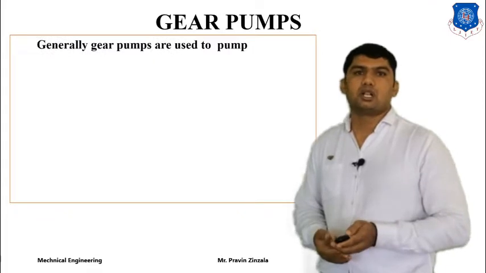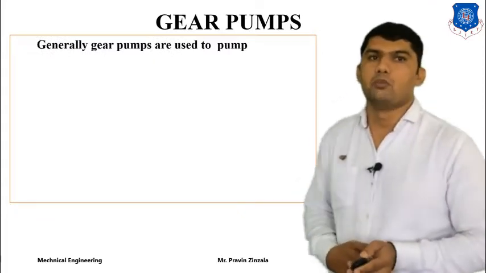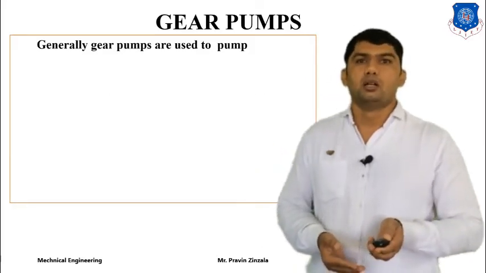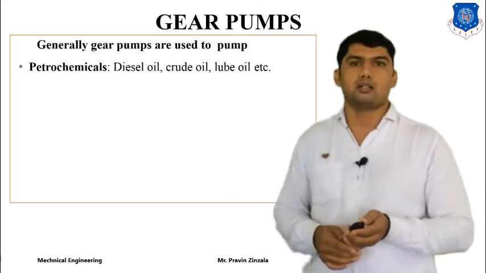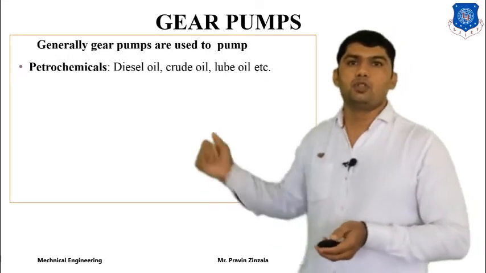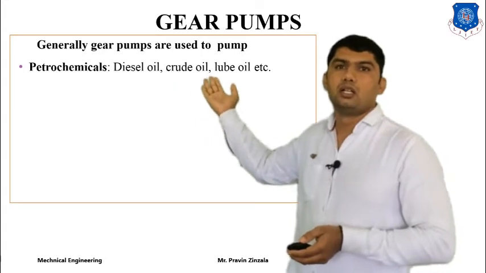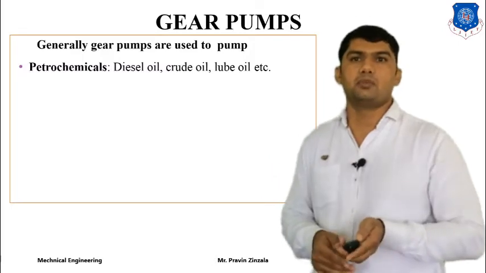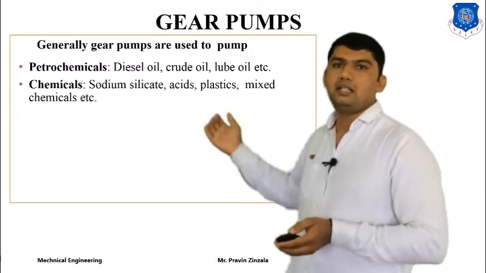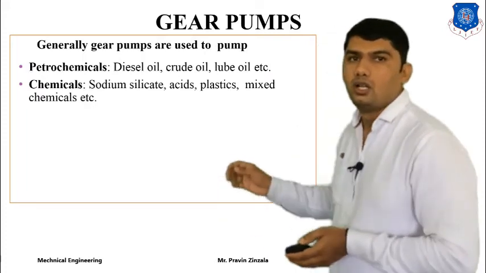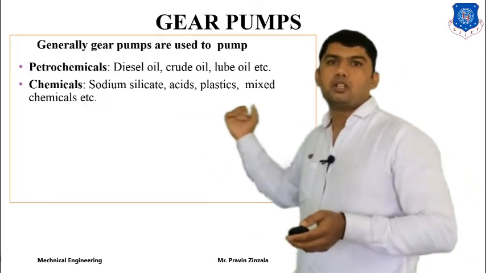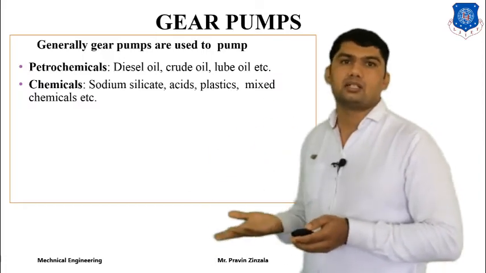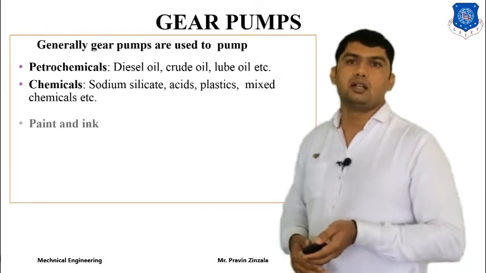Now we will discuss the applications of gear pumps, or what the uses of gear pumps are in different industries. The first industry is the petrochemical industry. In the petrochemical industry, gear pumps are used for transfer of diesel oil, crude oil, lube oil, etc. The second application is in the chemical industry. In the chemical industry also, gear pumps are used for transfer of sodium silicate, acid, plastics, mixes of chemicals, etc.